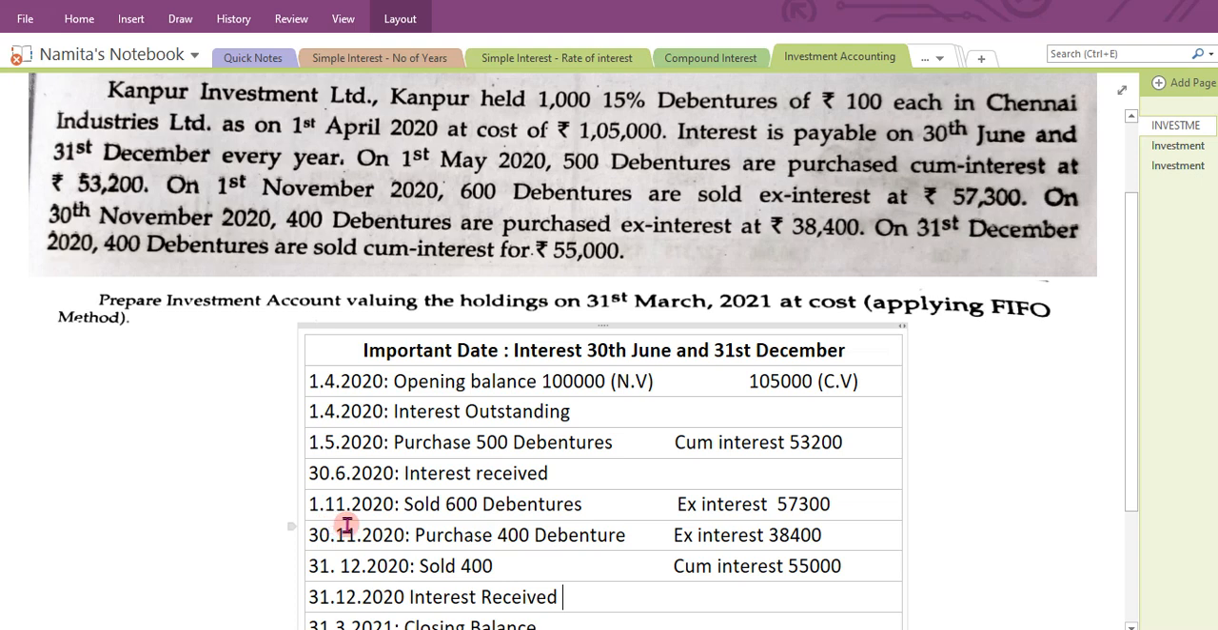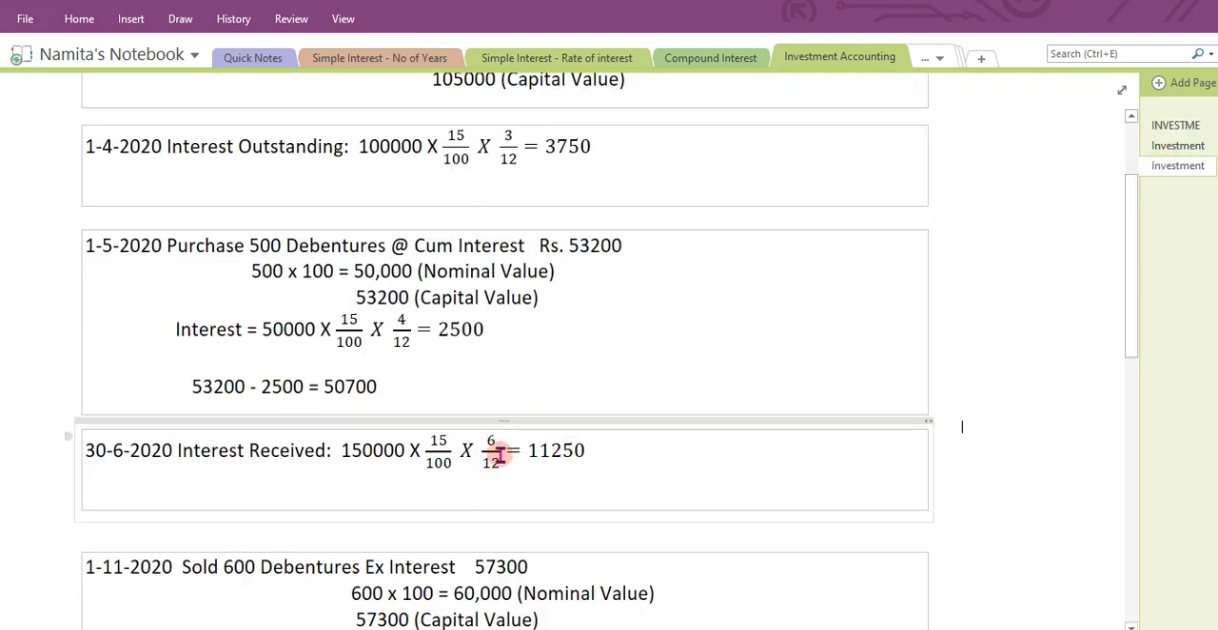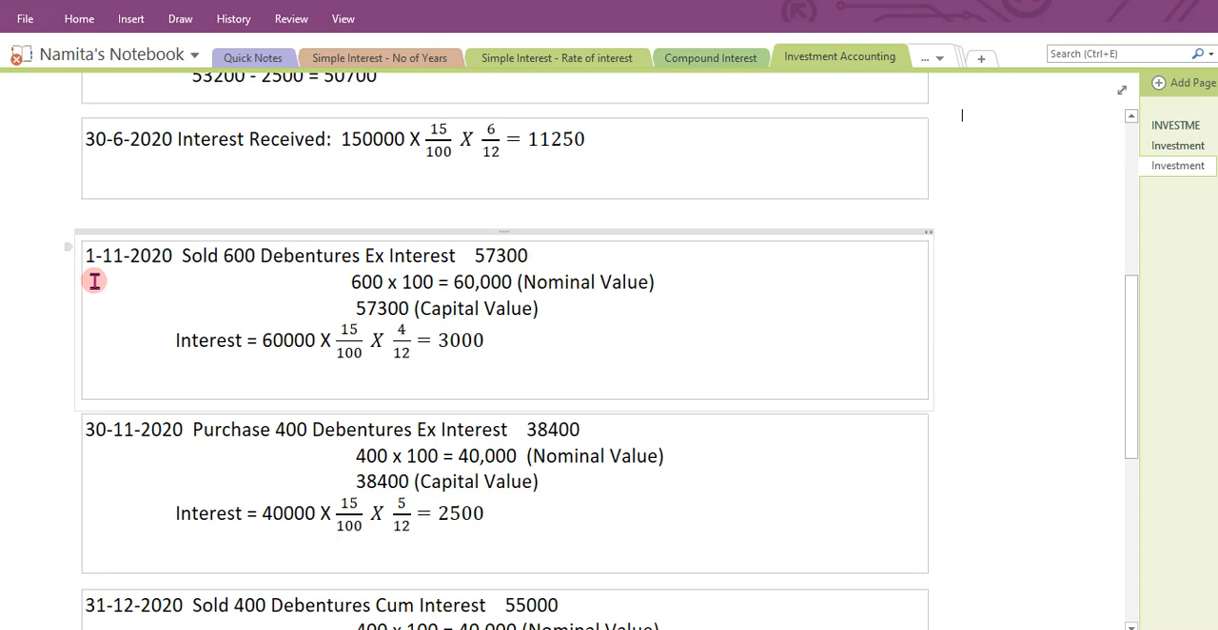Then on 1st November 2020, 600 debentures are sold, and these debentures are sold X interest and the market value is 57,300. So in the working note, write 1st November 2020 sold 600 debentures, X interest 57,300. So 600 debentures, what is the face value or nominal value? 600 multiply by 100 is equal to 60,000. 60,000 is the nominal value, right? And the capital value of those debentures is 57,300.